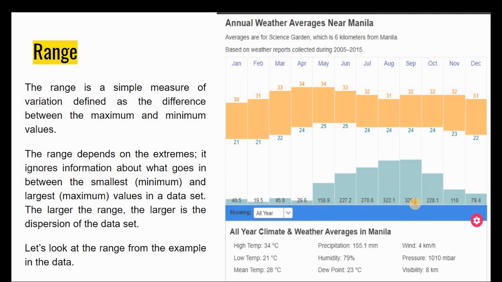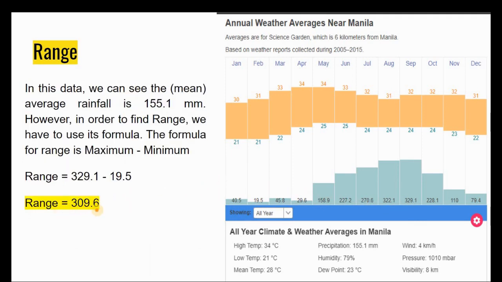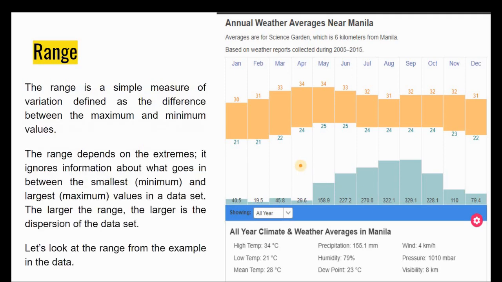Then it suddenly jumped to September, 329.1. You would still have the same range. What comes out is still 309.6. Why? Because we are only looking at the maximum and minimum. So it is not sufficient, or rather, it is not enough if you just look at one area of measurement. Your average will change. So you say, okay, the average is different and the range is also different. I hope we understand the difference between the two.